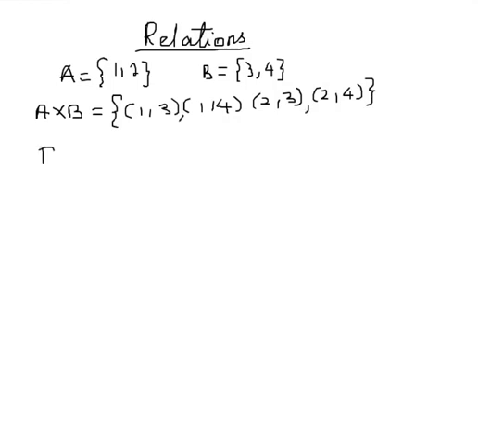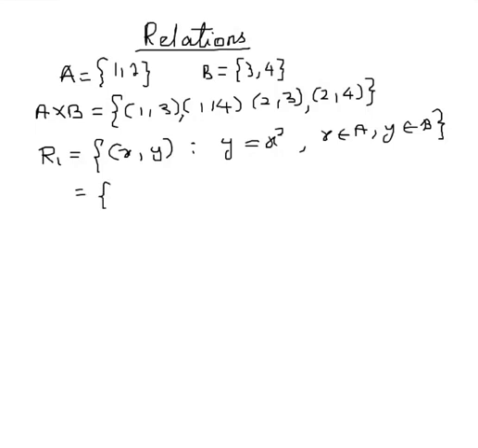I'm going to write a set R1. It has all ordered pairs (x, y) such that y is equal to x square, where x belongs to A and y belongs to B, expressed in set builder form. Now I am going to write in roster form. This is (2, 4). This is the only element which satisfies this condition, y is equal to x square. So this set has only one element.